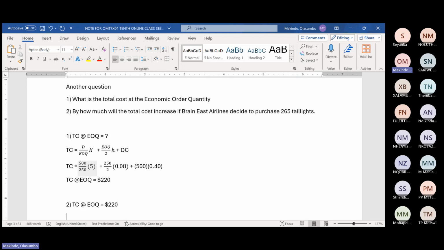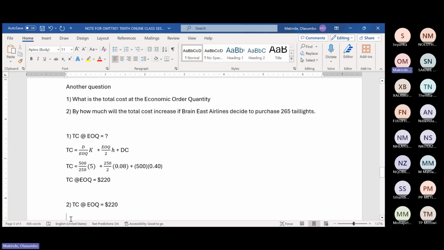Because this is the question dealing with how sensitive our cost is to deviating from the EOQ. Does it increase at a very high rate compared to the total cost at EOQ, or does it increase slightly? That could also help me decide whether I should increase what I order. Or maybe if I don't have enough money to order exactly the EOQ, then I must order something close to EOQ. But EOQ is always the best. So that is what we are trying to look at in terms of sensitivity analysis.